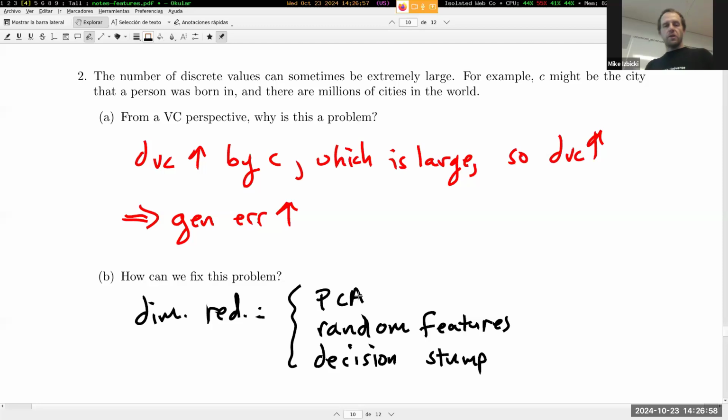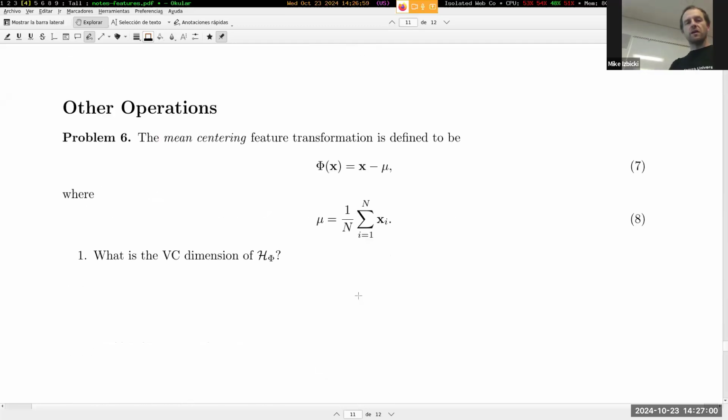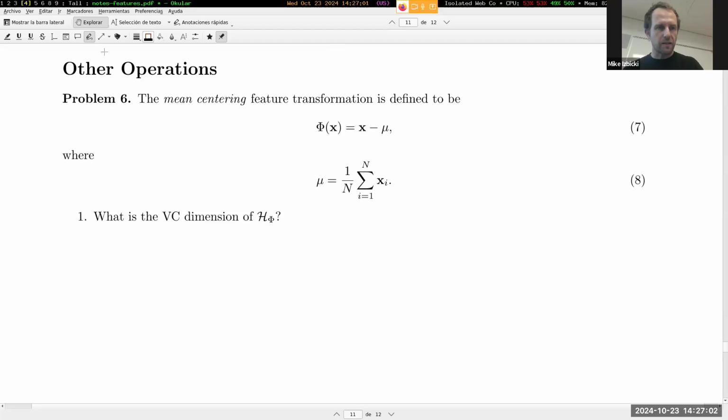I'm going to keep pushing through here so that we can talk about this problem right here in the last few minutes. This mean centering feature transformation, we've seen before in slightly different language when we were talking about the PLA, the perceptron learning algorithm, and ways to potentially make it faster. But when we were talking about ways to make it faster, we did not think about how that might affect the statistical performance of the algorithm. And so this problem 6 is talking about the statistical performance of the algorithm.